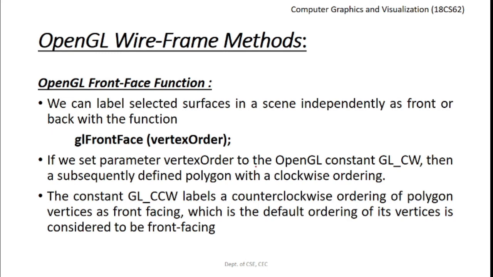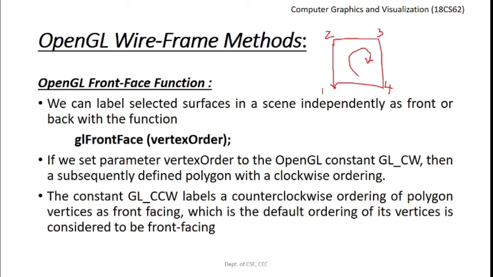If I set the parameter vertex order to the OpenGL constant GL_CW, that represents GL clockwise, then subsequently defined polygons are specified with clockwise ordering. Okay, so something like this. If I have a polygon and I specify the vertices in clockwise order, say this is first vertex, second vertex, third vertex, and the fourth vertex. So vertices in the clockwise order will be used to form the front face of the polygon.